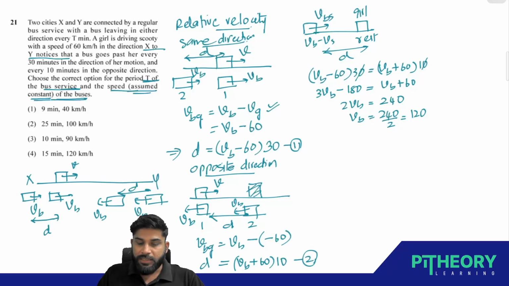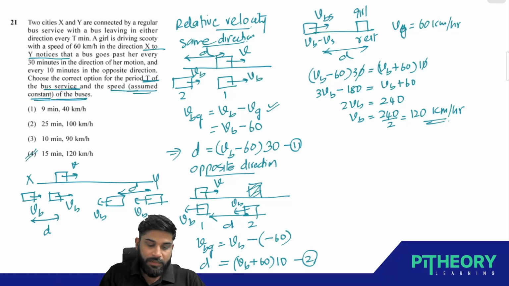Since the distances we have are in kilometers, and we took the velocity of the girl as 60 kilometer per hour, this unit is also kilometer per hour. So we have reached our result. The result is 4 only that we'll be getting. But at the same point, we can continue the discussion and find the time period also. Are we getting it as 15 minutes or not? We can check it.